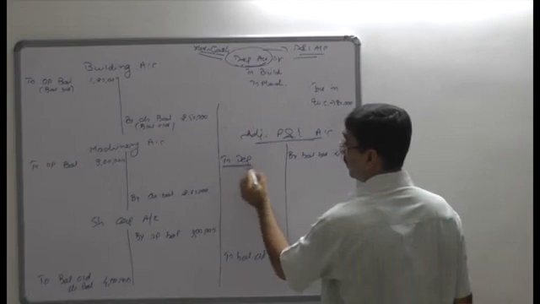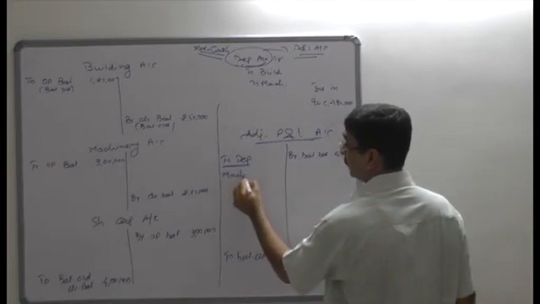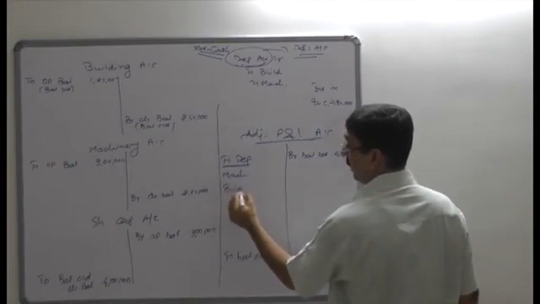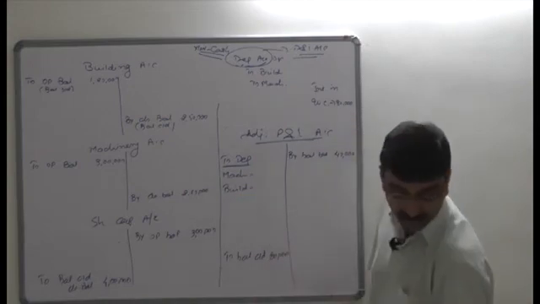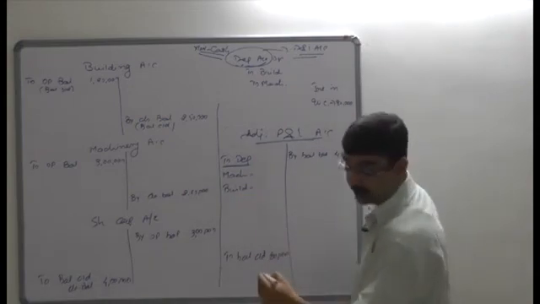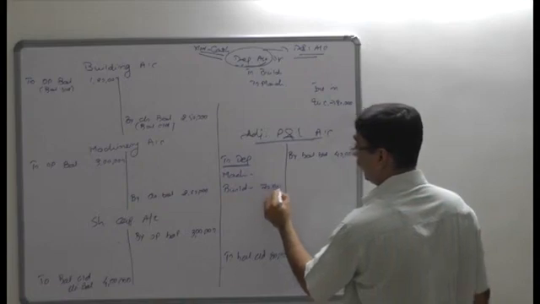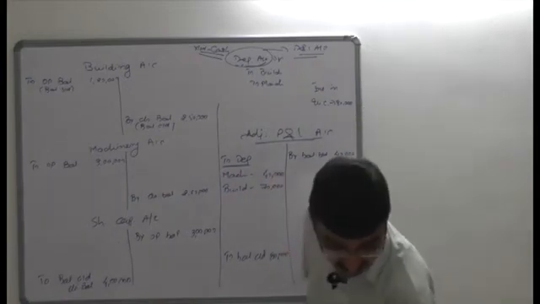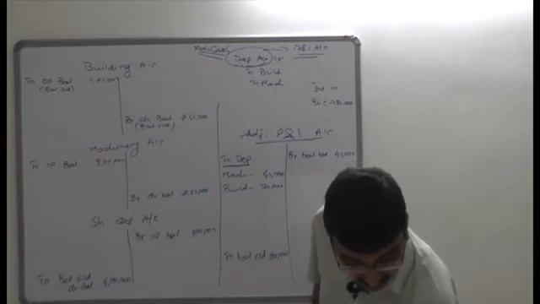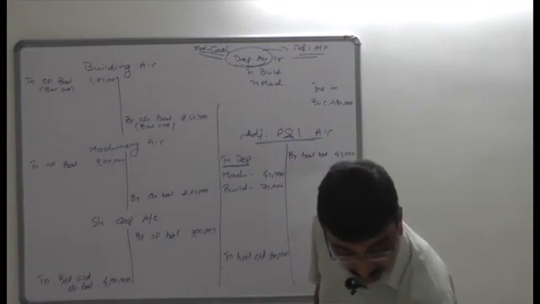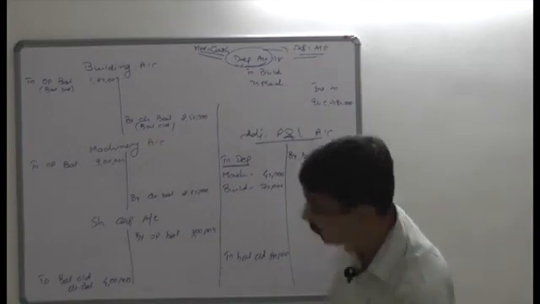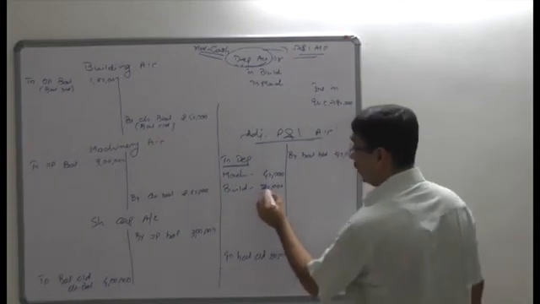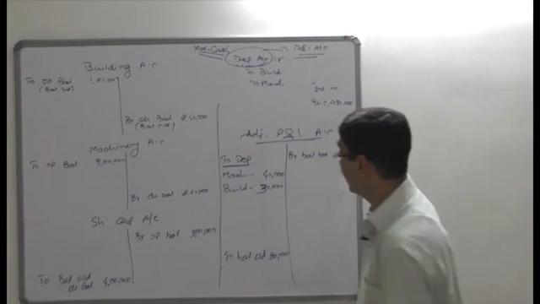To depreciation, machinery and building. The values of that: building is 70,000 and the machinery is 40,000. Just confirm whether it is right or wrong. It's 70,000, and that is wrong. It's actually 30,000 rupees on building and 40,000 rupees on machinery.